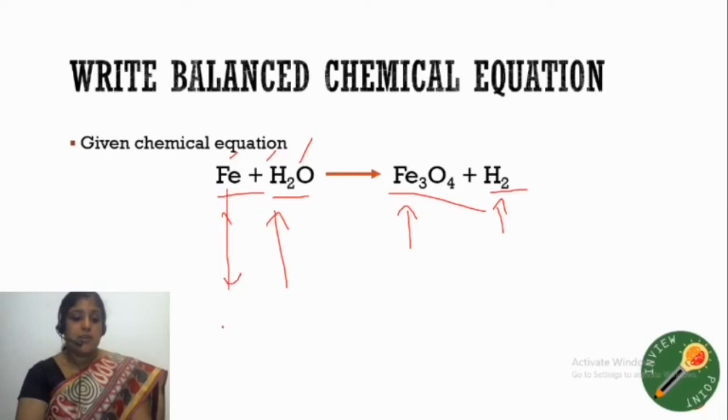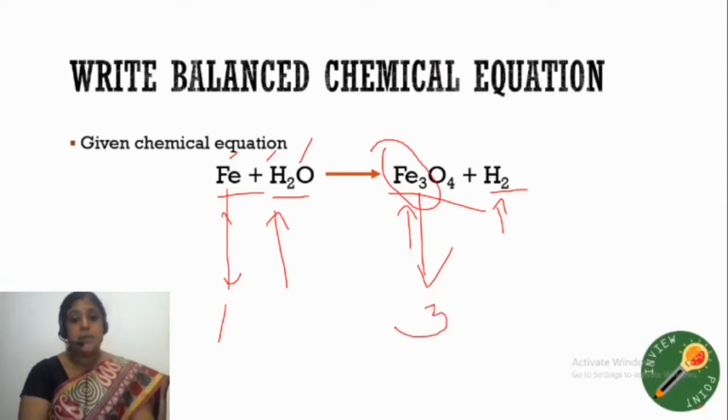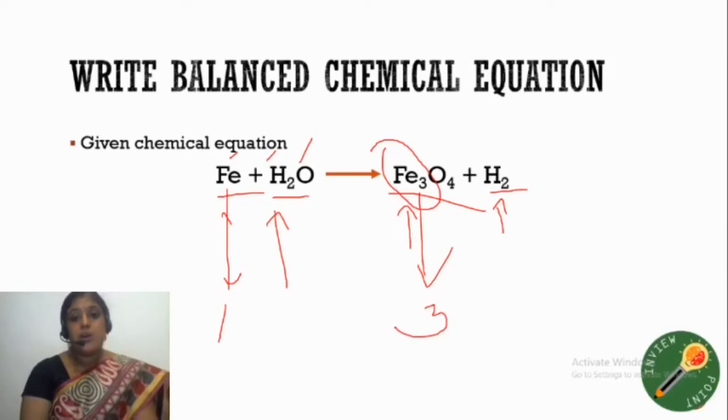It is Fe, so it is 1. Okay, so 1 iron atom is present in the reactant side. How many iron atoms are present in the product side? It is Fe3. So 3 iron atoms are present in the product side. So it is not equal, right? In the reactant side and product side, the number of atoms of iron is not equal.